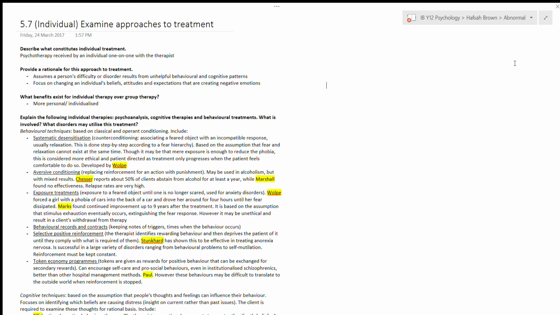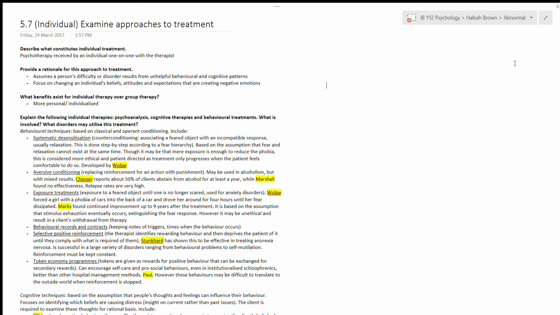So why do people implement this kind of treatment? Well, it assumes, so this is a key term as we are looking at the assumptions and interrelationships of the issue. It assumes that a person's difficulty or disorder results from unhelpful behavioural and cognitive patterns. So those are two things that we are going to be looking at in depth, put together as CBT, cognitive behavioural therapy.